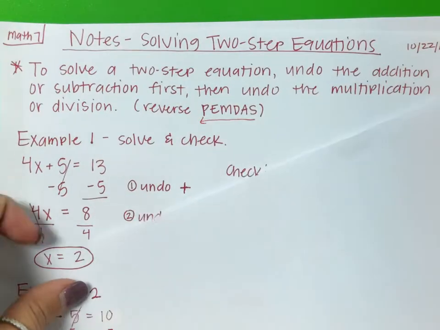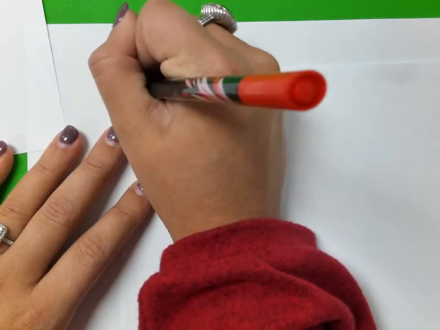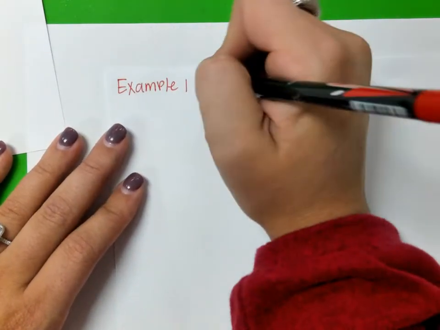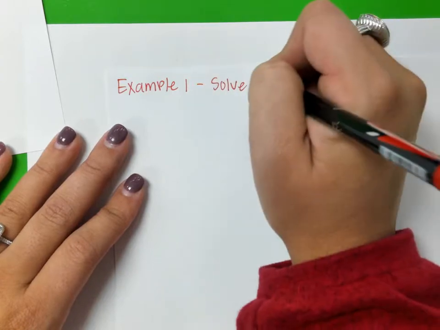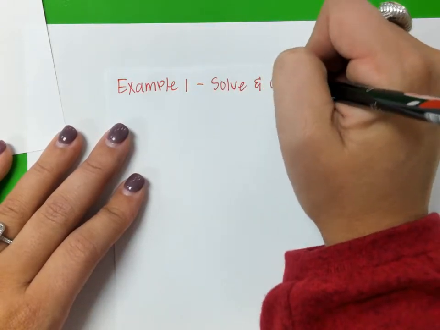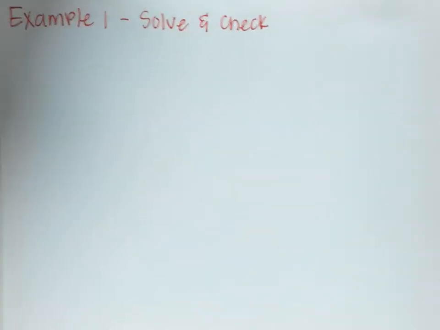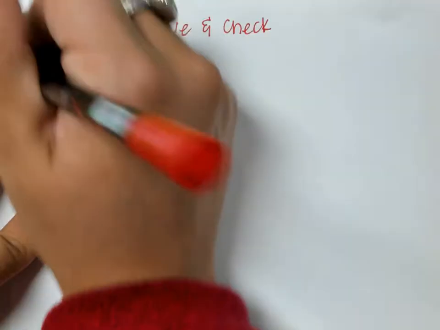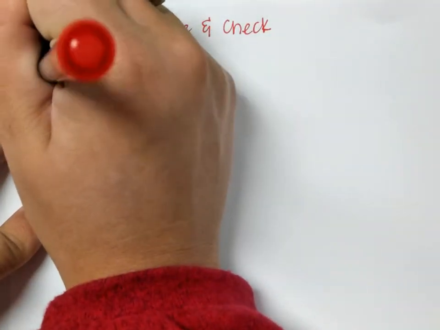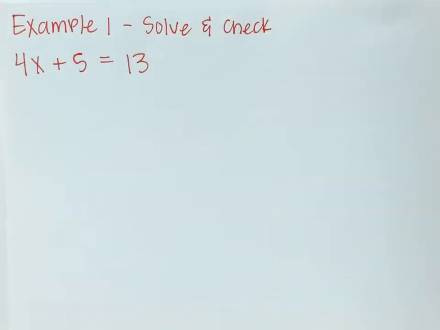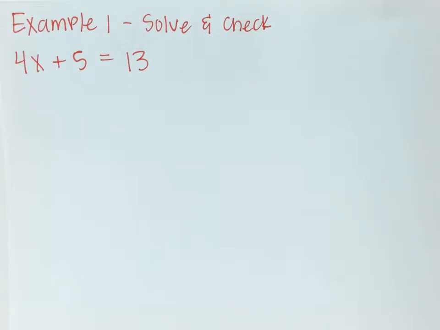So let's look at an example. Remember, when I'm solving equations, I have to solve and what? Check. So don't forget to solve and check. So my first example, we've got 4x plus 5 equals 13. So they look similar to what we were doing. Here we just have a variable and a constant.